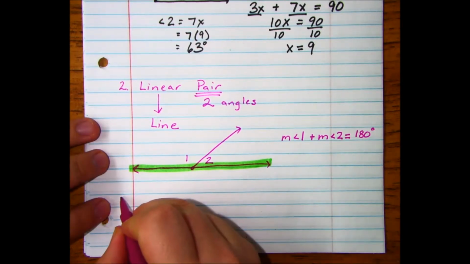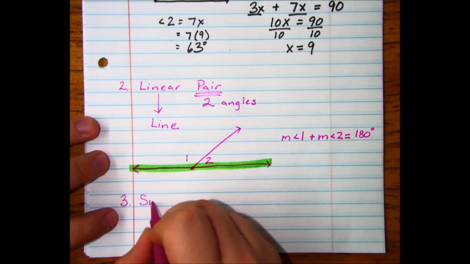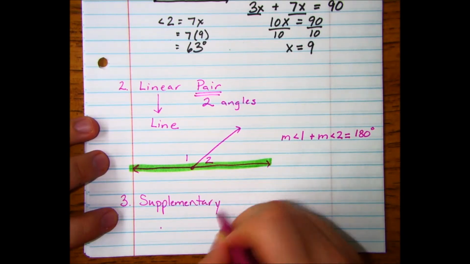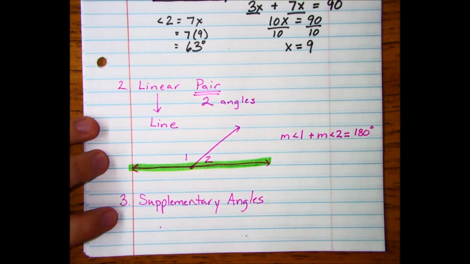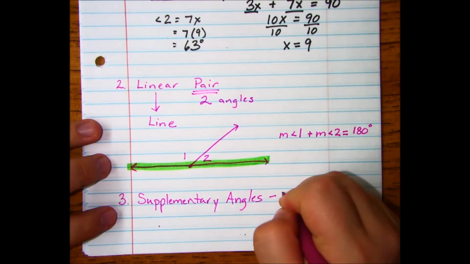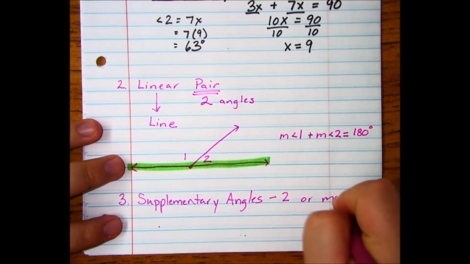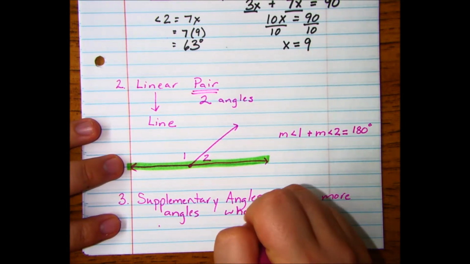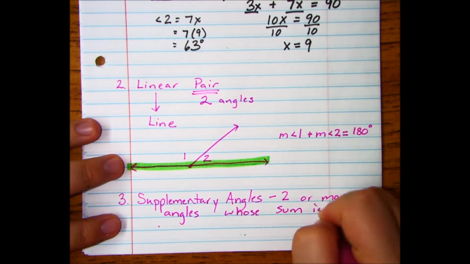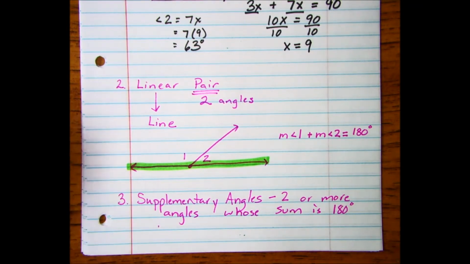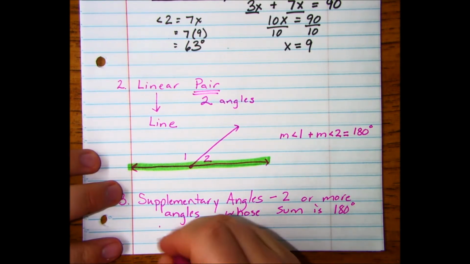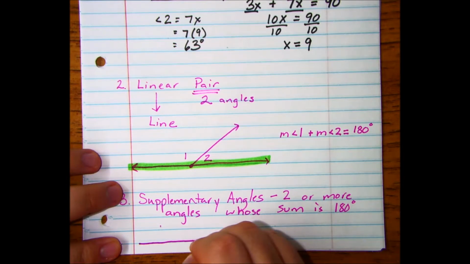Which brings us to the next concept, which is supplementary angles. And supplementary angles are two or more angles whose sum is 180 degrees. And a linear pair is considered to be supplementary as well.